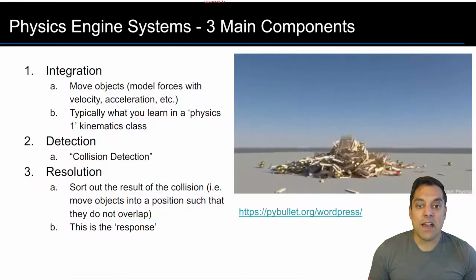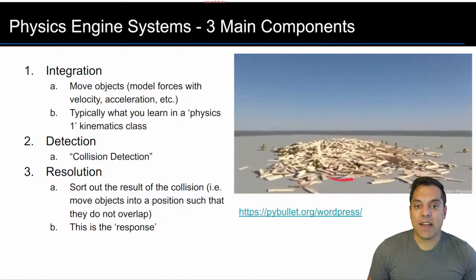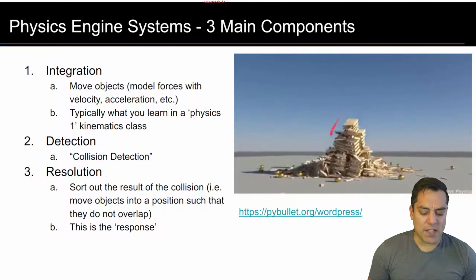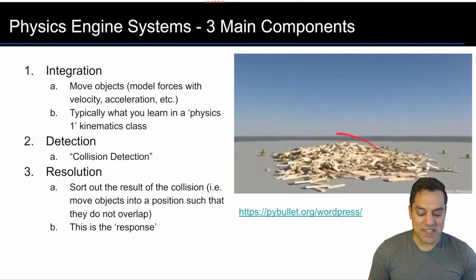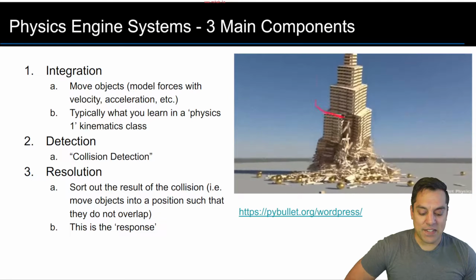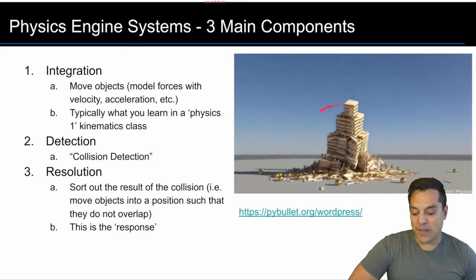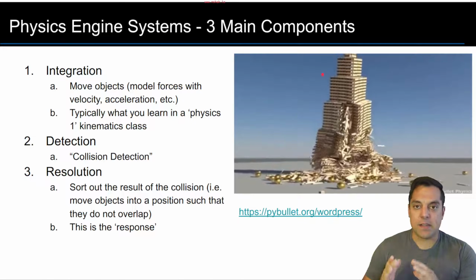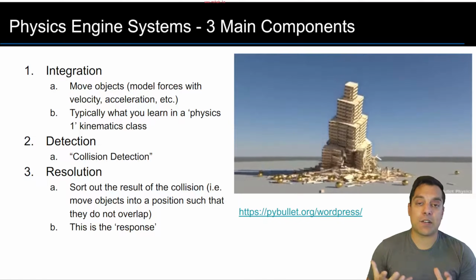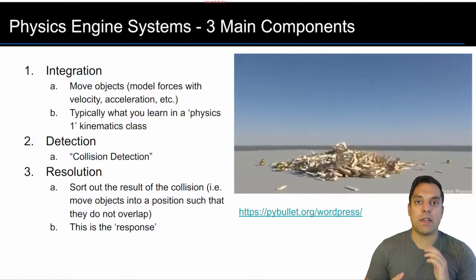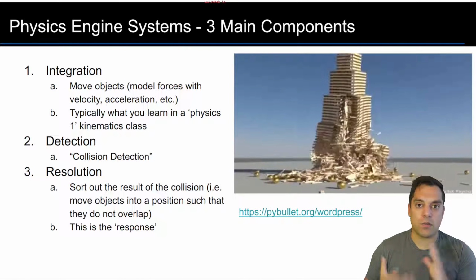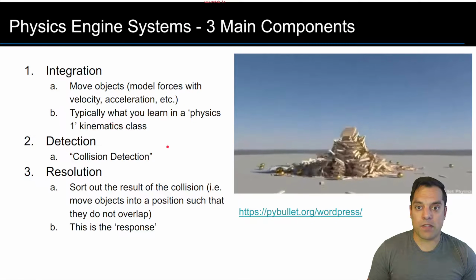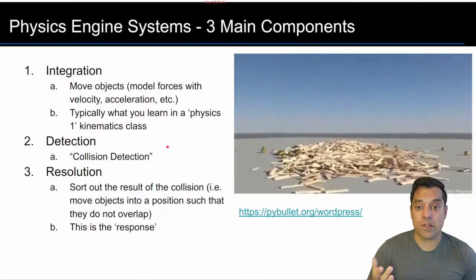So here's a nice example from the Bullet physics engine, showing some collisions in what looks like a Jenga tower, but it's actually just a bunch of scaffolding, a bunch of pallets. It looks like wooden pallets. But really, when we're modeling this physics system, the common way to build an actual physics engine that you'd use maybe in a game or a simulation or maybe a movie is to have these three components. So I want to give you an overview of what those look like.